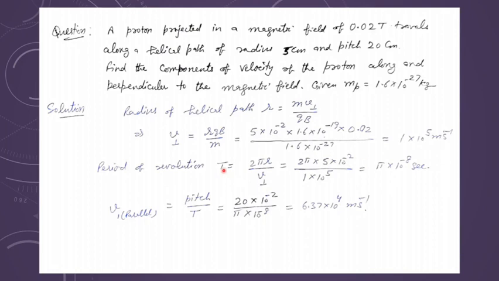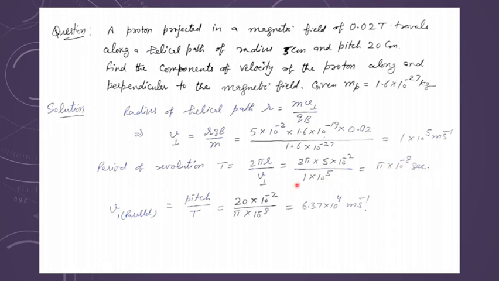Similarly, if we have to find the period of revolution, the time period, that is 2 pi r divided by the perpendicular component of velocity, then I can find the time period. It is coming out to be pi into 10 raised to the power minus 8 second.